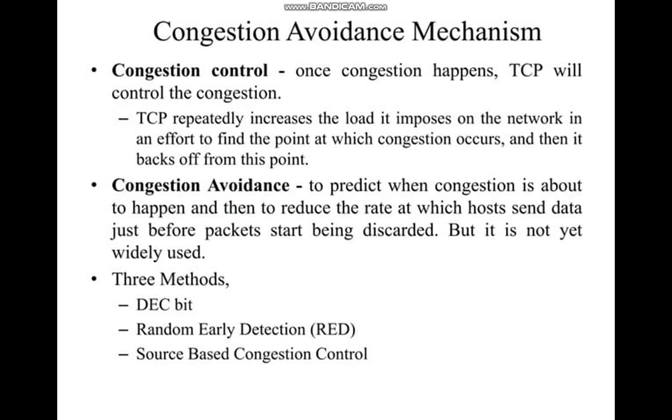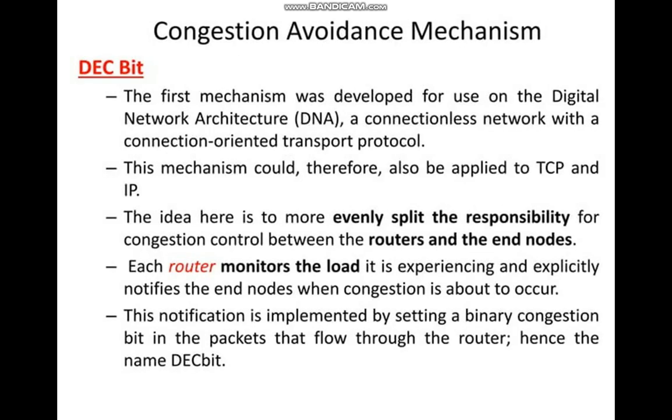Congestion avoidance is to predict when congestion is about to happen, and then to reduce the rate at which hosts send data just before packets start being discarded, but it is not yet widely used. Three methods are DECbit, RED, and source-based congestion control.